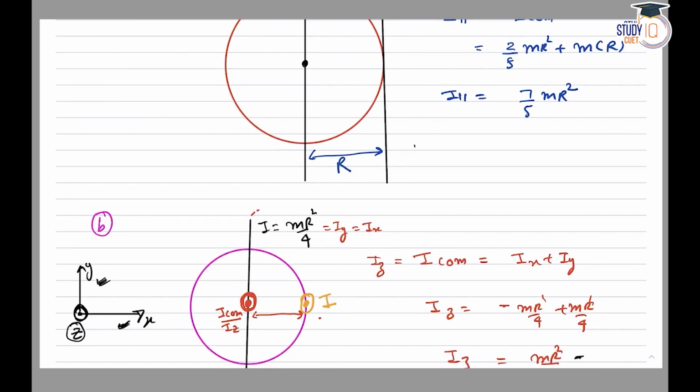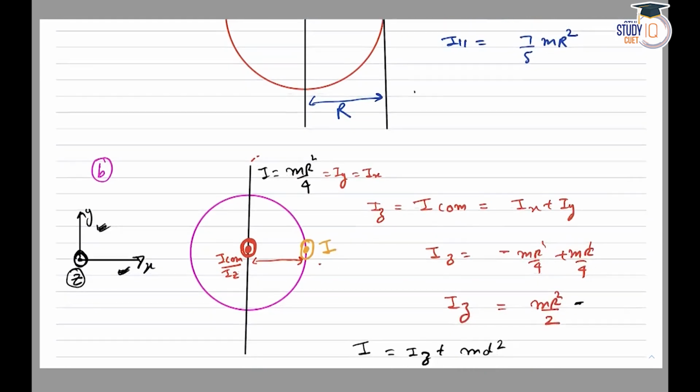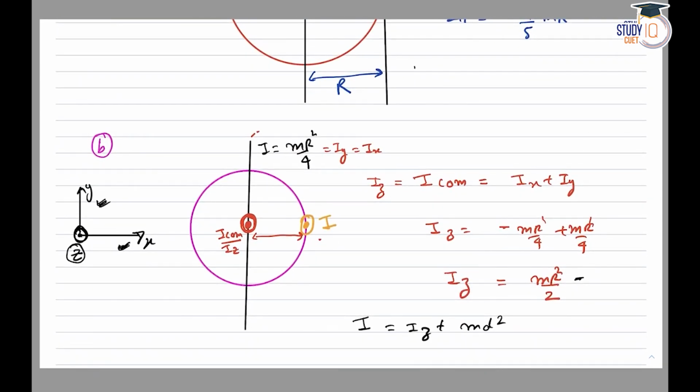Now, if we know the value of IZ, we can find the value of I by using the parallel axis theorem. Now we can say that I is equal to IZ plus m into d square. The value of d in this situation is equal to r. So I is equal to mr square by 2 plus m into r square. From this we can say that the value of I comes out to be 3 by 2 mr square.